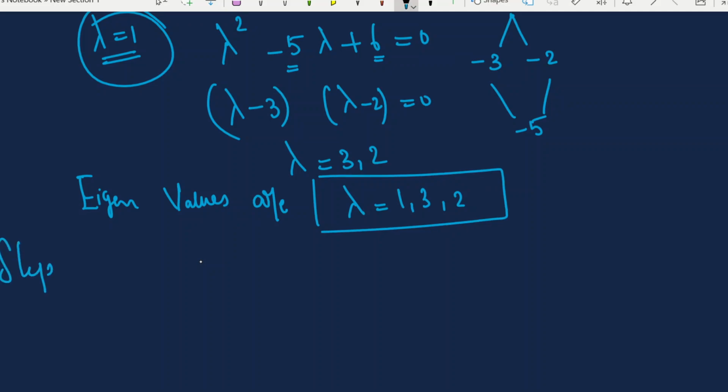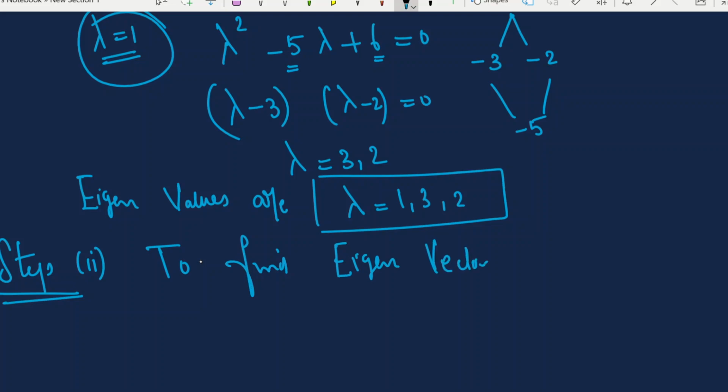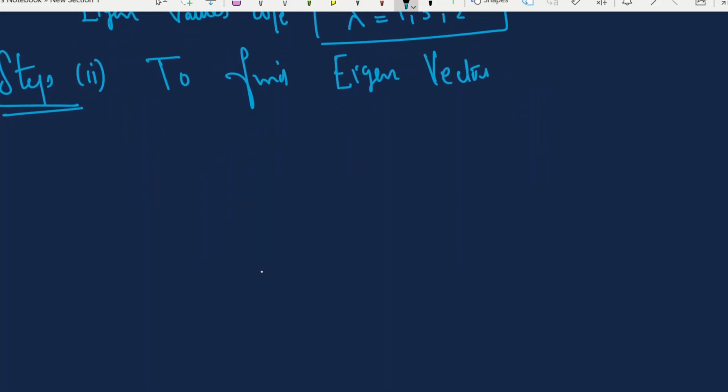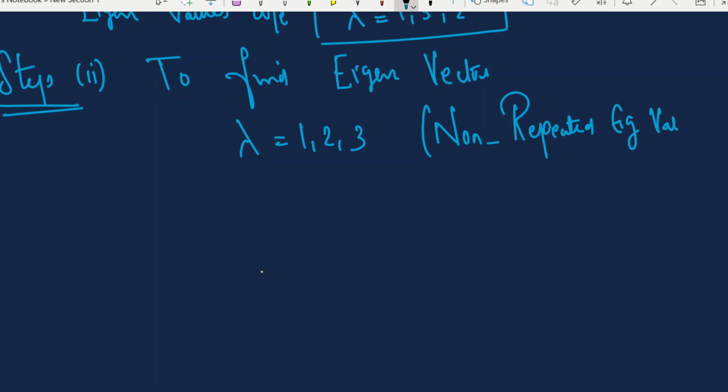Next, step 3, to find the eigenvector. Lambda equals 1, 2, 3. They are different values, that is, non-repeated eigenvalues. For non-repeated eigenvalues, you just have to substitute case 1, case 2 and case 3 for the different values of lambda. So first, what is the procedure for finding the eigenvector?